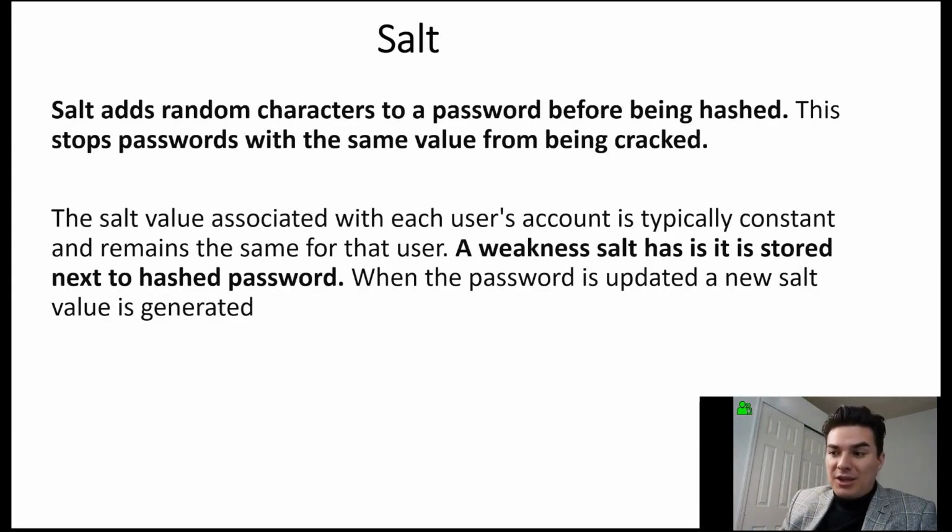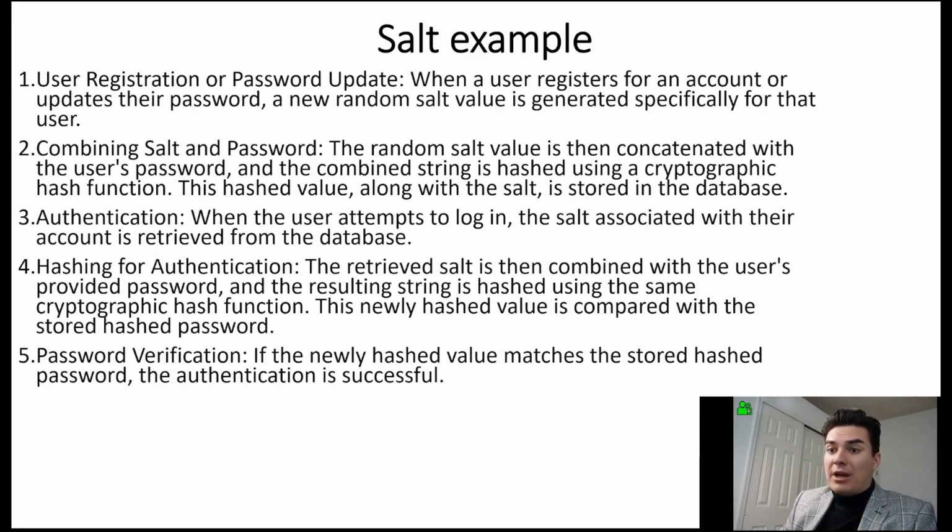So the salt value associated with each user's account is typically constant and remains the same for that user. So what that means is that when you generate a password online and that salt is randomly generated, that randomly generated salt is now associated with your password, and so each time you log in, you get that same salt or that same randomness added onto your password and then hashed. And a weakness of that is that the salt is stored next to the hashed password, and so whenever you update your password, you do generate a new salt value. Example of what I was just telling you.